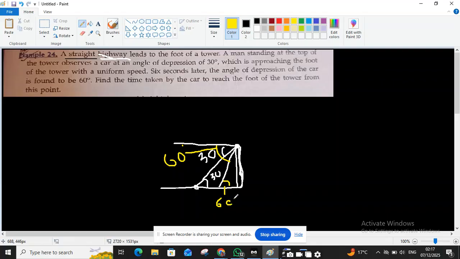So this is our figure. We have to find the time taken to reach the foot of the tower. 6 seconds later, it reaches the angle of depression 60 degree, so this distance is covered in 6 seconds. Now we have to find the time taken to reach this part. It means we have to find the speed. If we find the speed, we already know the distance.